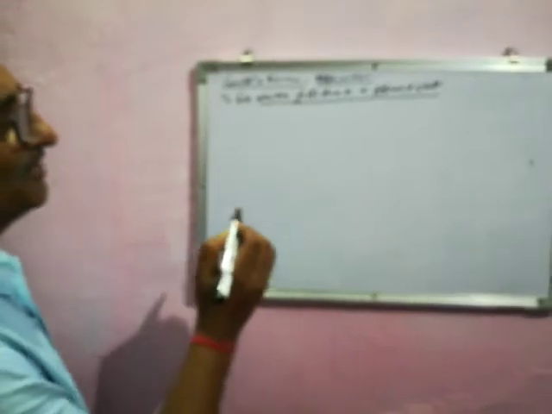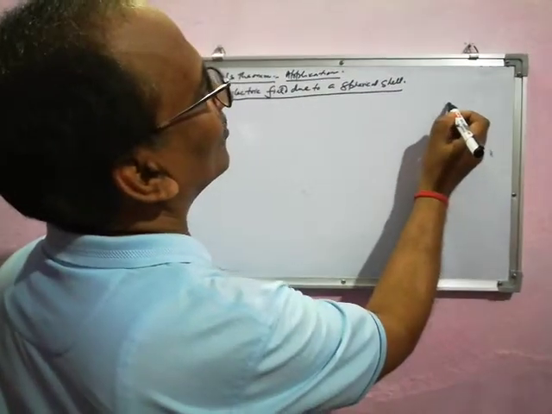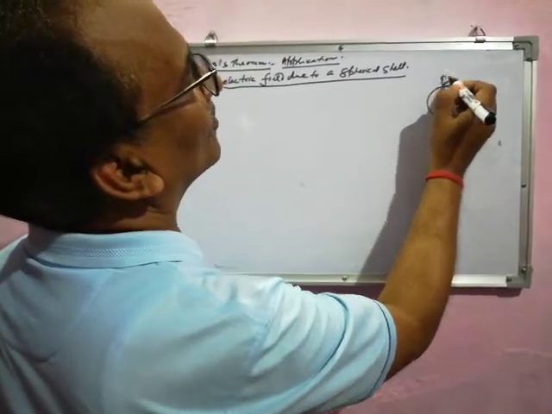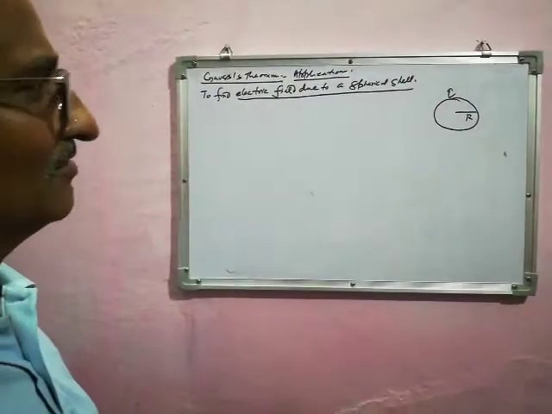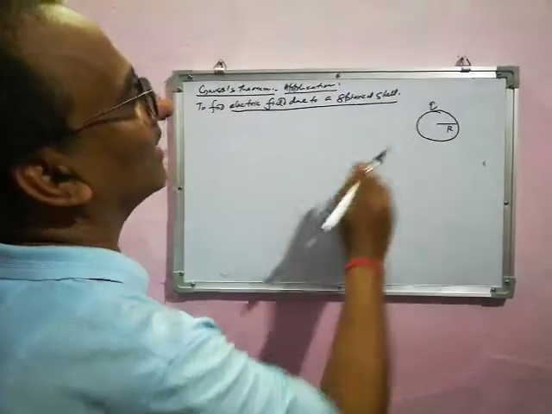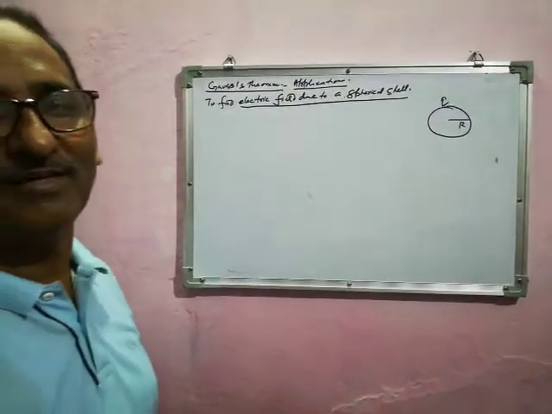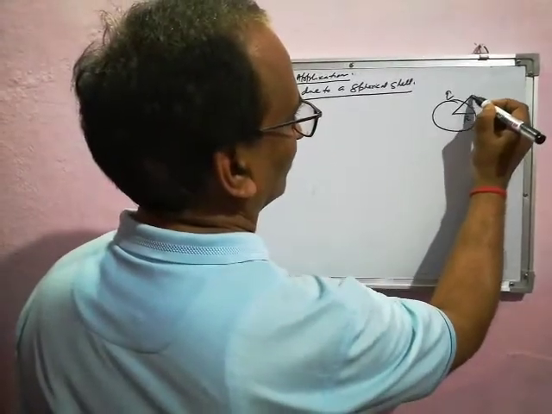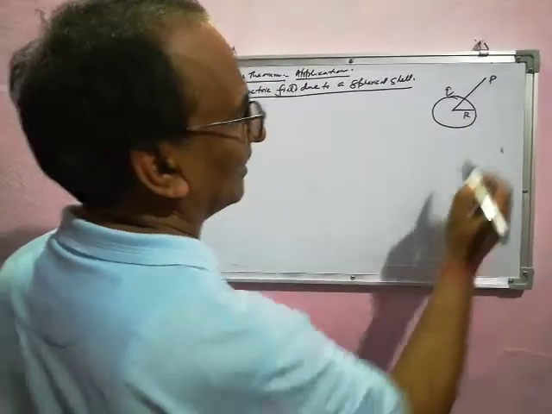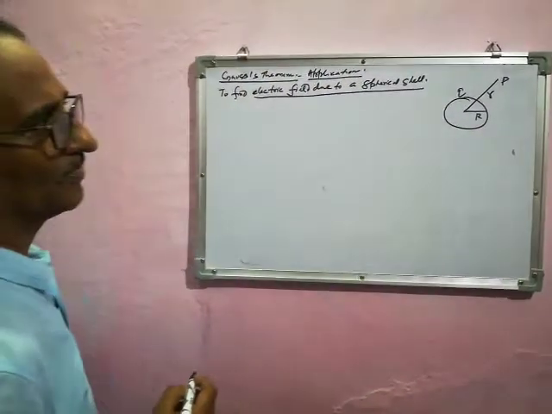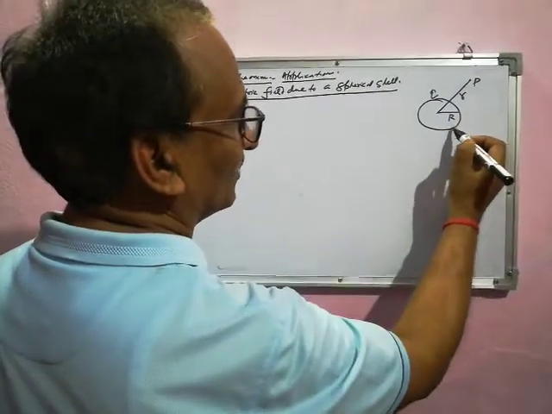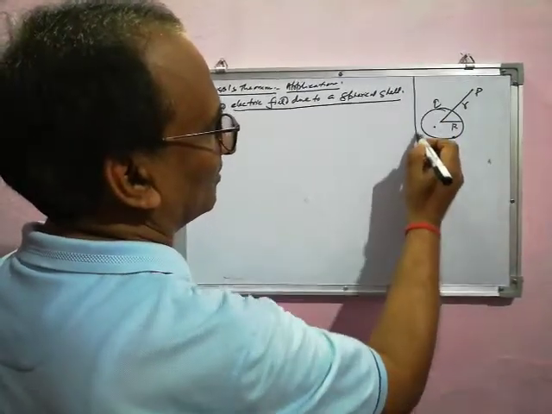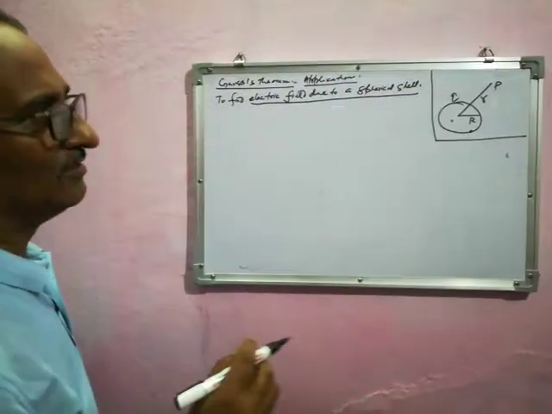So, let us consider a spherical shell of radius R, on the surface of which charge Q is uniformly distributed. Due to this shell, we have to deduce expressions for electric field at a point P. The point may be outside, it may be at the surface, or it may be inside. So let us derive at each and every point one by one.